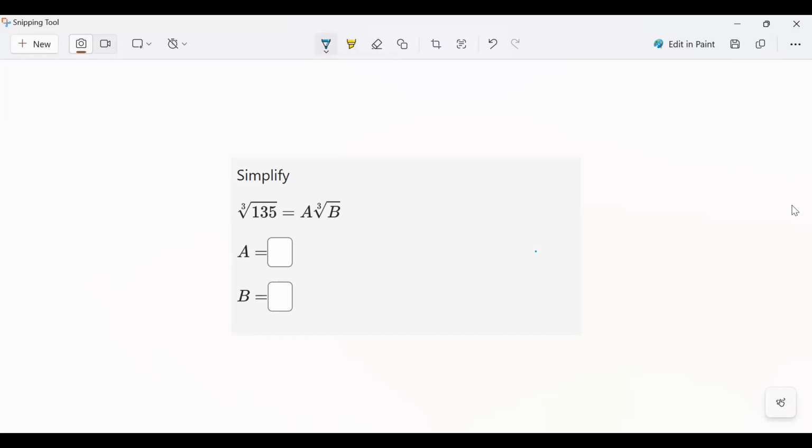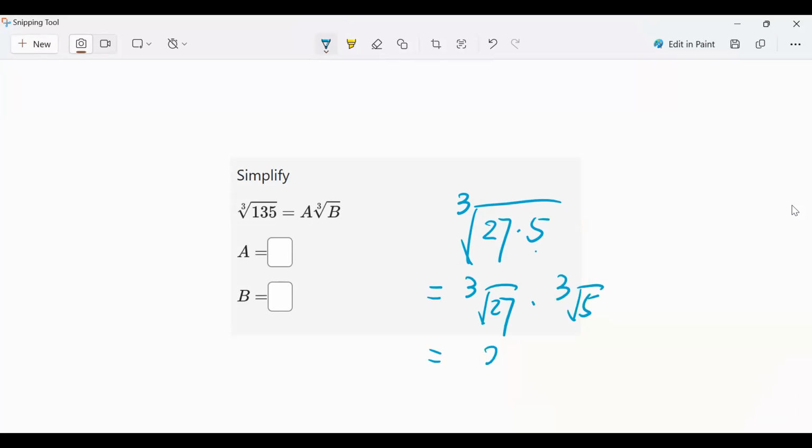All right, let's go over this and then I'll give you guys a break. So we break down 135. The maximum perfect cube that goes into 135 is 27 times 5. So we know that the cube root of 27 is 3. So the cube root of 27 and the cube root of 5. The cube root of 27 is 3, so 3 times the cube root of 5. Now here a will be 3, b will be 5. Any question about this?